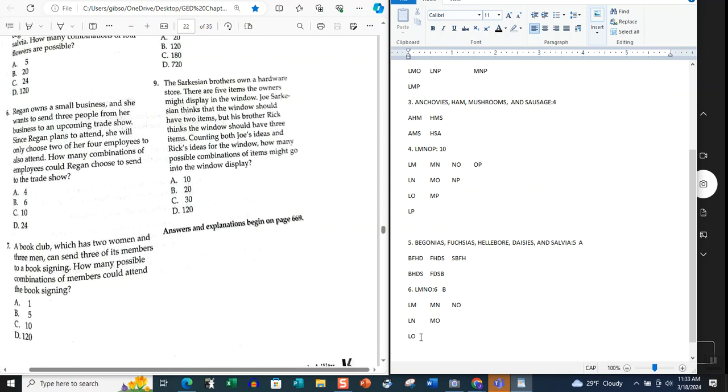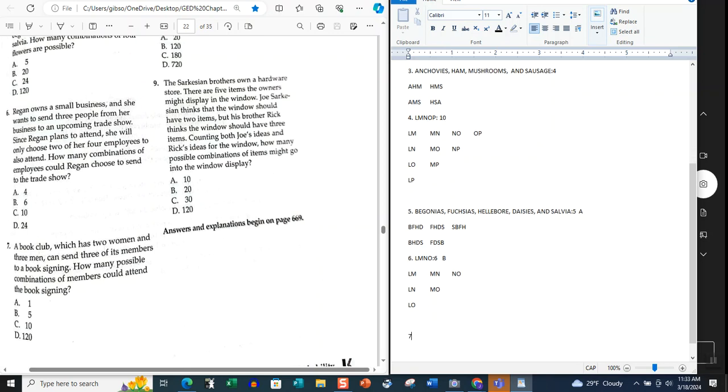Okay, now we go here to number 7. It says a book club which has 2 women and 3 men can send 3 of its members to a book signing. How many possible combinations of members could attend the book signing? They said they could only send 3 of its members. So it's actually 5 members.